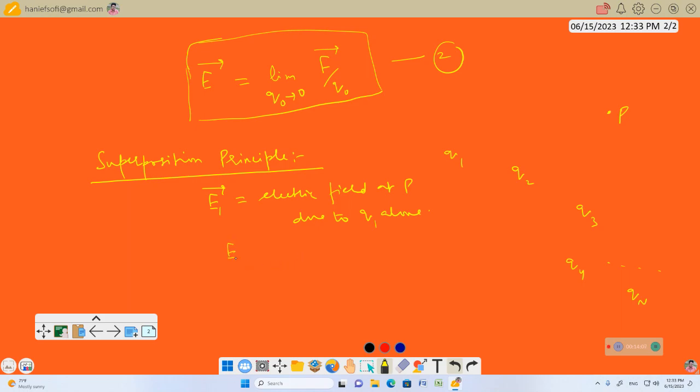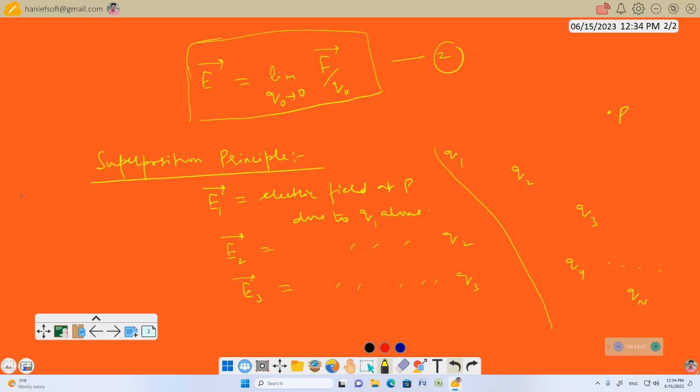Similarly, you find the electric field at point P due to Q2, then you find the electric field due to Q3 at point P, and in these situations you assume other charges are absent. So when you find E1, you assume Q2, Q3, Q4 up to Qn are absent. When you find E2, you assume just Q2 is present, rest of the charges are absent. Then you find E3, assume Q3 is present, other charges are absent, and do the same procedure for all n charges.